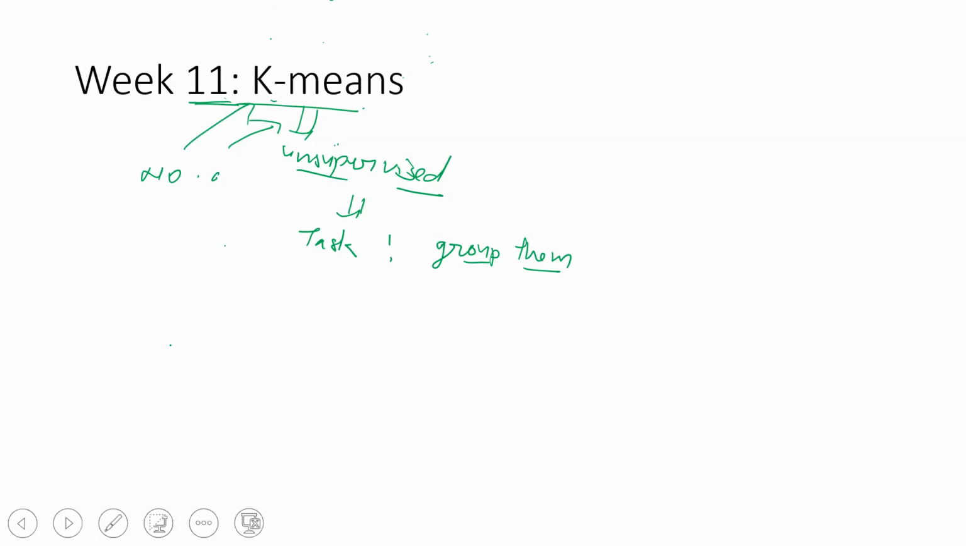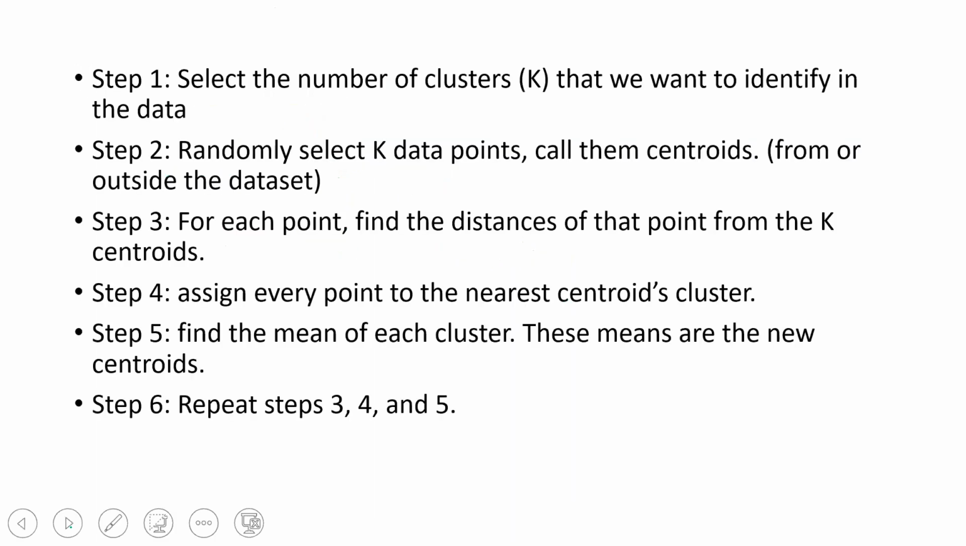So how to do that? There are some steps to follow. First, we select the number of clusters. K stands for the number of clusters. So how many clusters do we want to identify in the data? This is your first step. Secondly, let's say you have chosen k equal to 3. Then you randomly select 3 data points, and we call them centers. These data points can be from the data set or outside the data set, it doesn't matter. Randomly choose 3 data points and call them centroids.